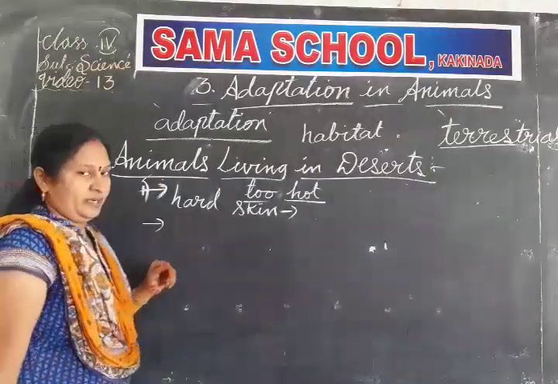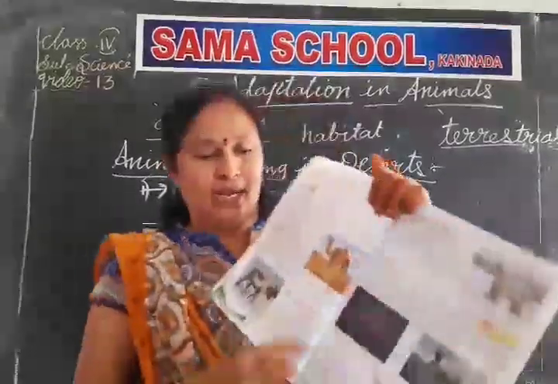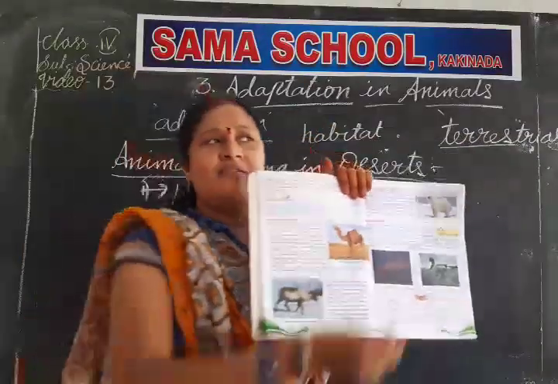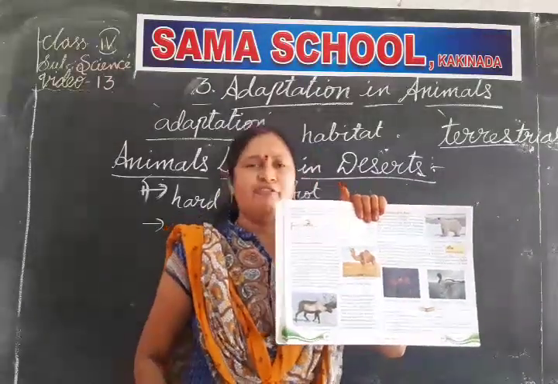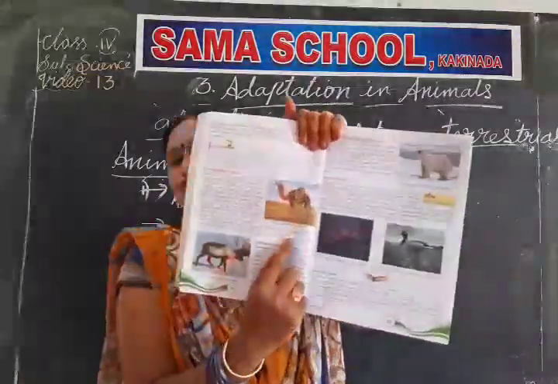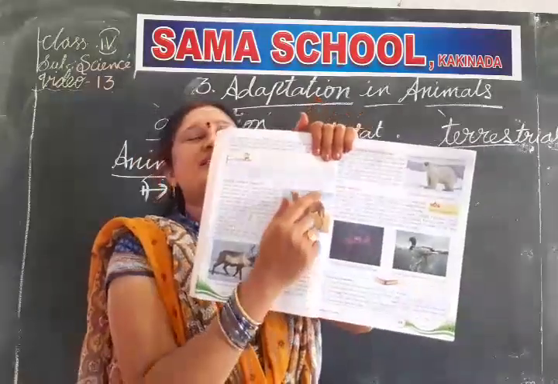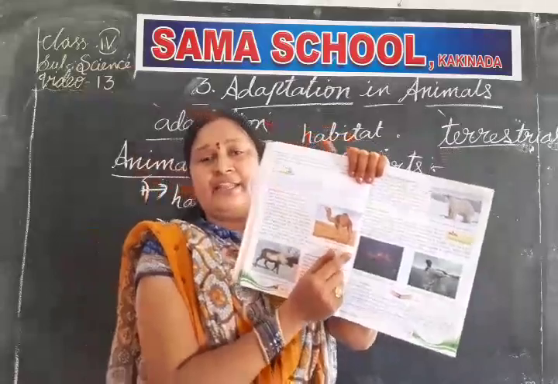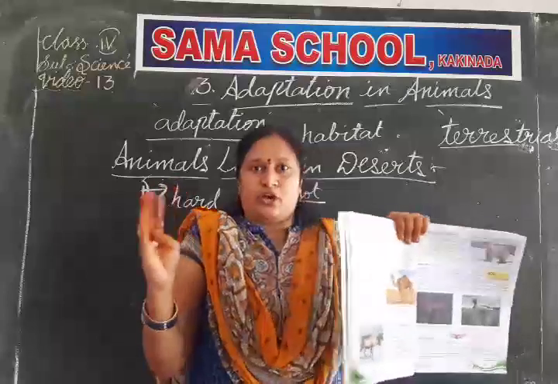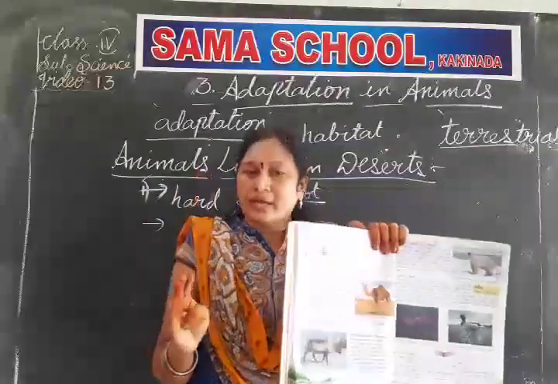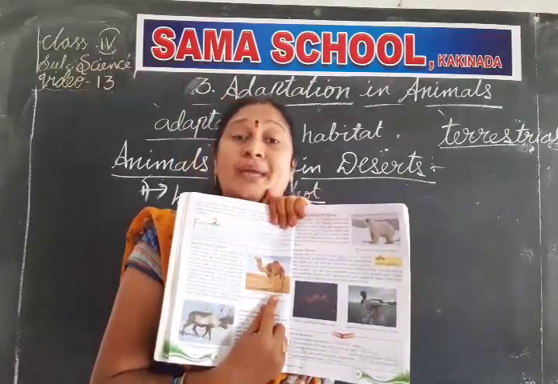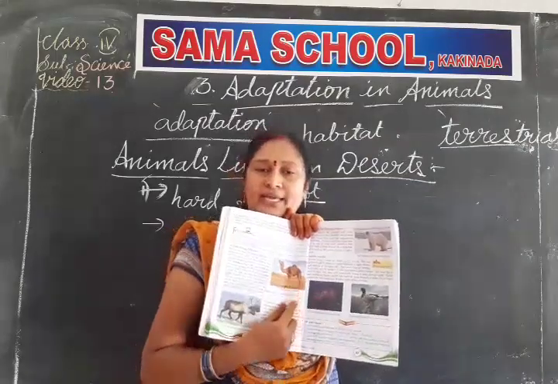Next, one more organ. Did you see that the camel has long legs? Among animals like the elephant, tiger, lion, do they have this much tall legs? No. The camel has thin, long legs. The elephant has long legs, but those are very strong. The giraffe also has long legs, but not this tall. The camel has long and thin legs.